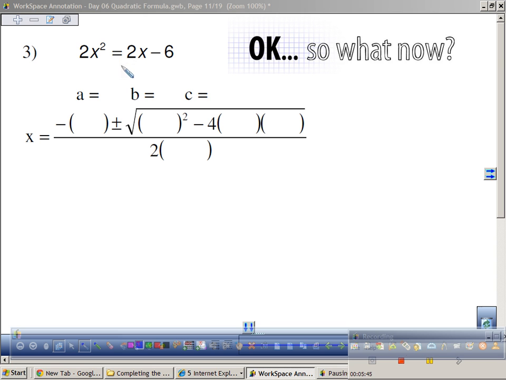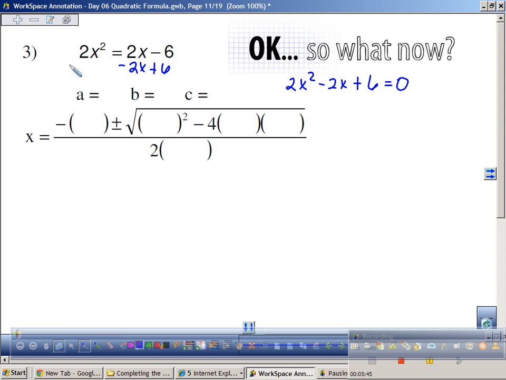Okay, so I need to subtract 2x because I need this in quadratic form, right? And the standard form is ax squared plus bx plus c. So we need to see that. So this is now going to be 2x squared minus 2x plus 6 equals 0.